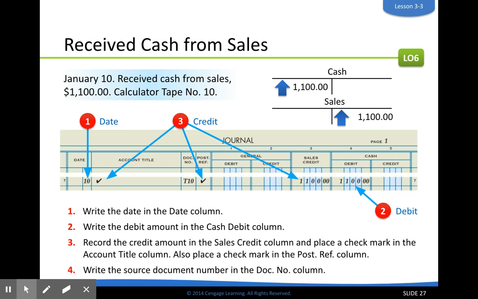The source document for this transaction is a calculator tape. So T10. And on your reading guide, it will say this is the total of all cash sales transactions of the day. So we only do this transaction one time a day. At the end of the day, you're totaling up all the money in the cash register and doing one transaction.